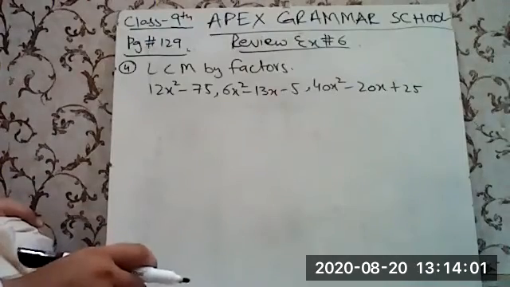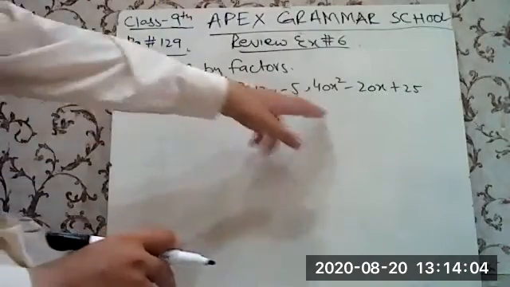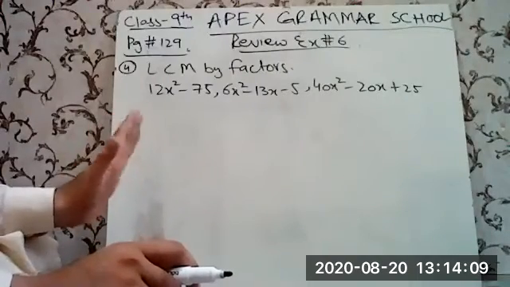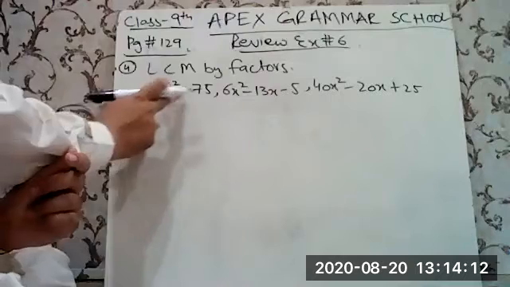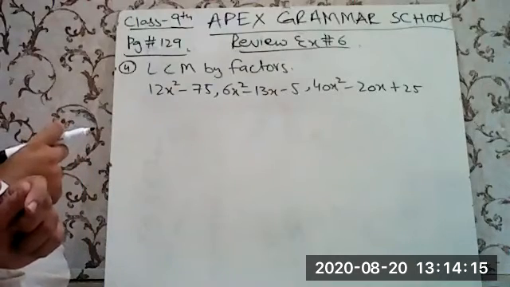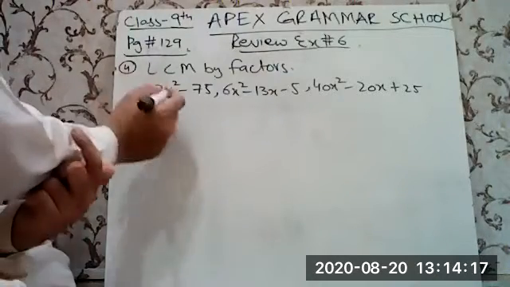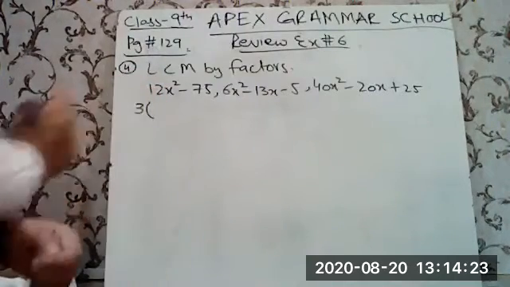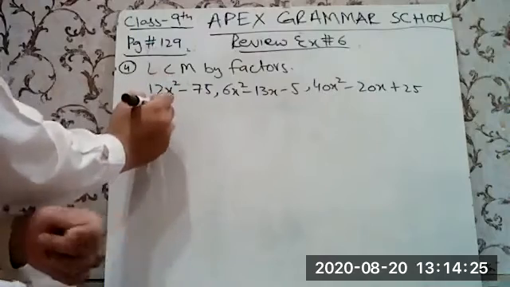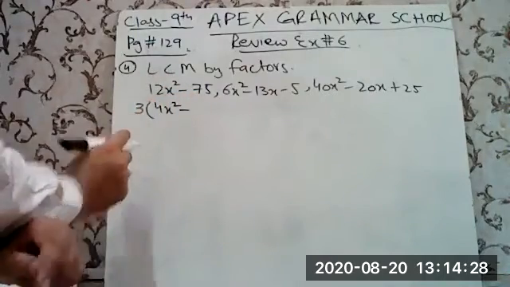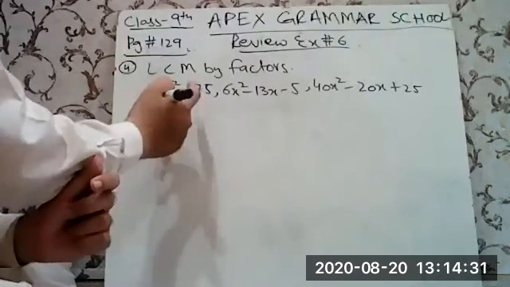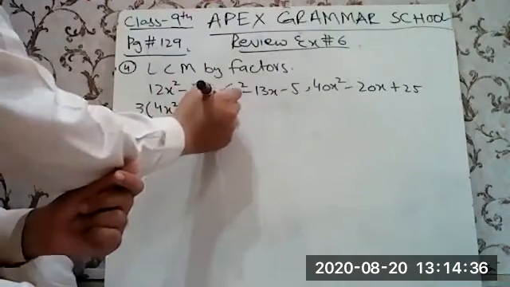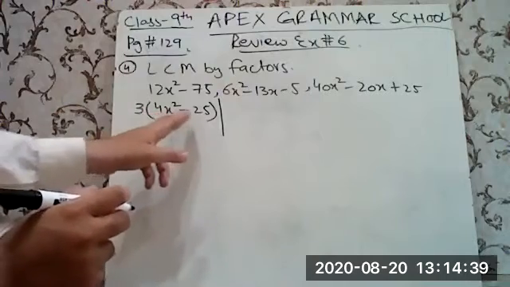First of all, you can see that there are 3 expressions, so they require some factorization. 12x square minus 75: you can see that 3 is common. After taking 3 common, we are left with 3 4s are 12, 4x square minus, 3 5s are 15, 25.